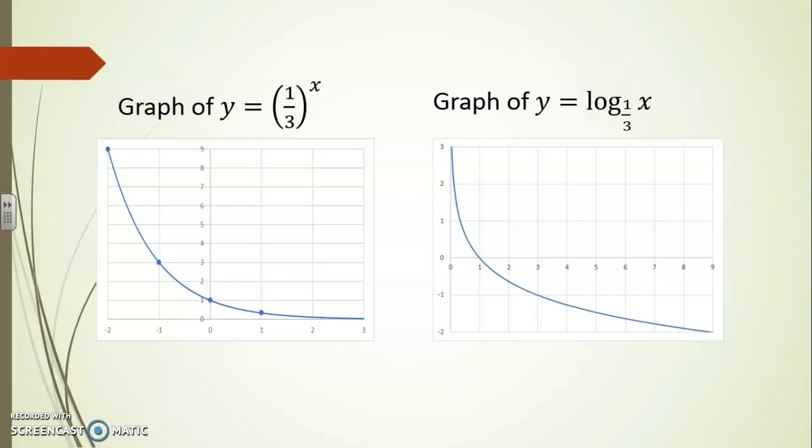Notice how the exponential function crossed point (0, 1). The logarithmic function crosses point (1, 0). If you want to focus on another point, you can perhaps look at (-2, 9), which was a coordinate point of the exponential function, and (9, -2) is a point of the corresponding inverse logarithmic function.